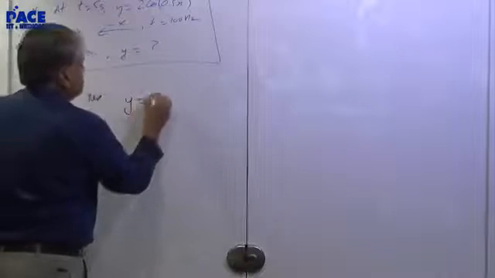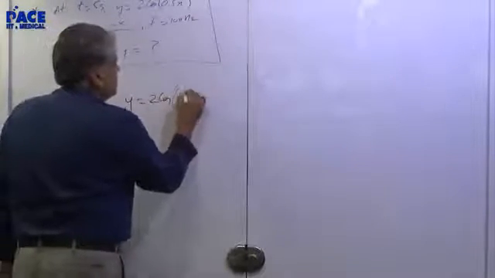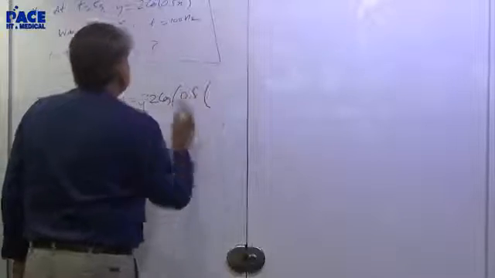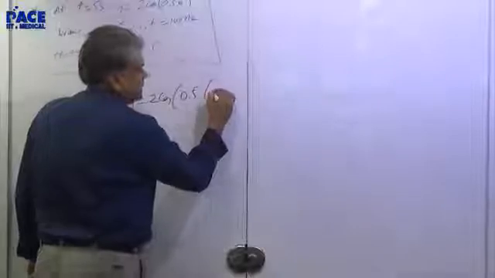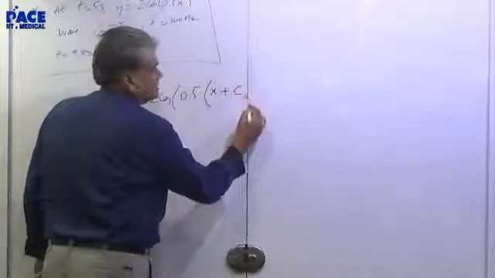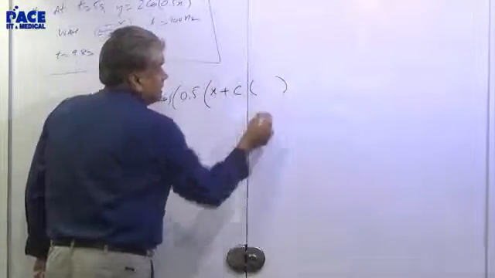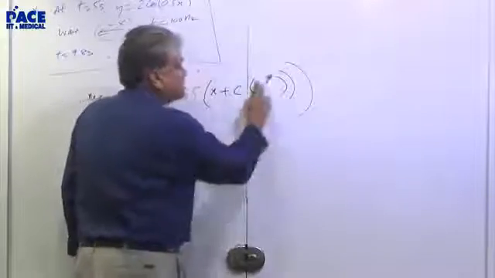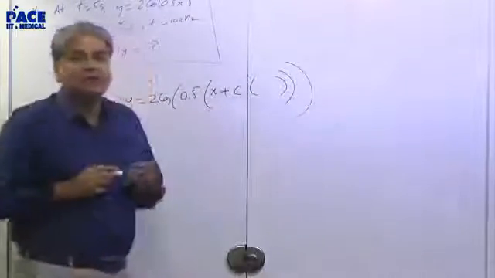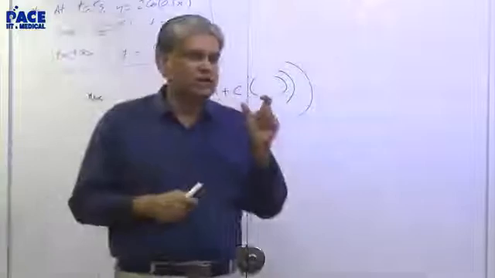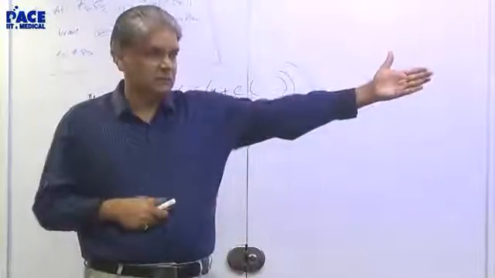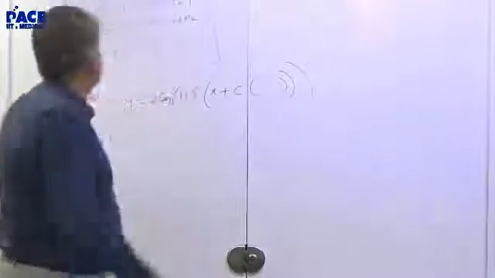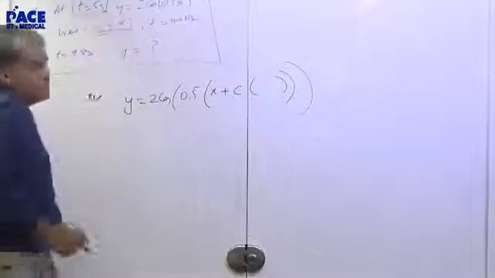Y is equal to 2 cos 0.5. Now this is traveling in the negative x direction. So what should I replace it by? X plus c. X plus ct. Now this time is a time which elapses because initial one was done at fx was at t equal to 0. Subsequently it was asked at t. But here what is initial time? Initial time is 5 seconds.